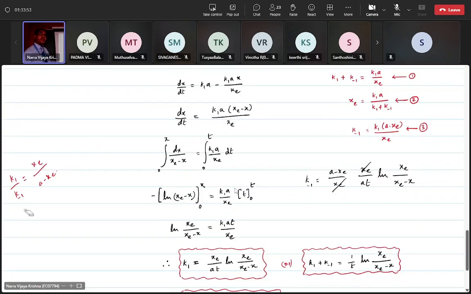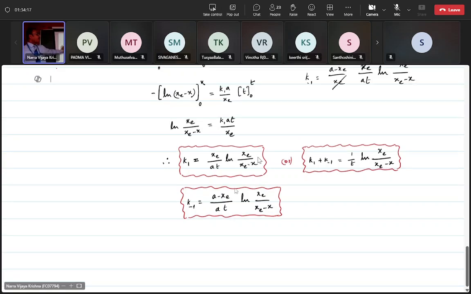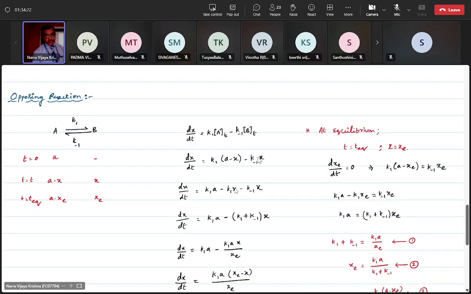This we have studied already in equilibrium. But here we want to show what is K forward equation, what is K backward equation, what is K forward plus K backward equation. In equilibrium, we studied K forward upon K backward. Here we are studying what is K forward, what is K backward, what is K forward plus K backward. Clear? So kinetics for equilibrium reactions, or opposing reactions, follow first order kinetics. All are done.